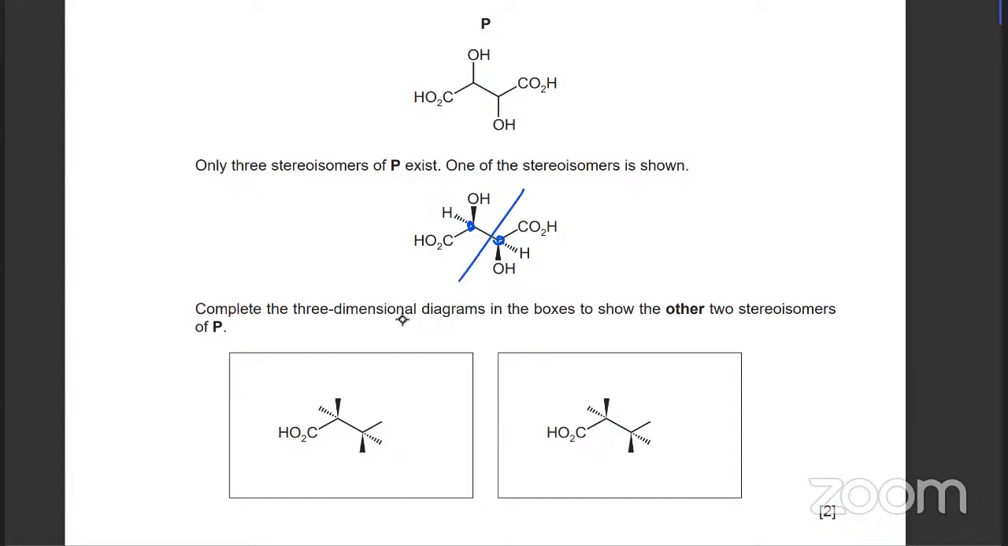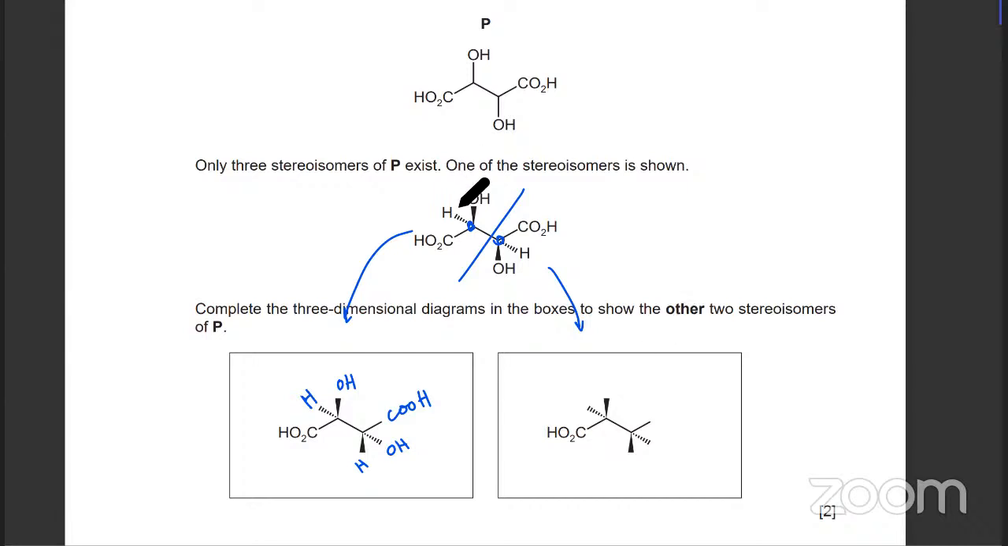In one of them, one side will be mirrored. In the other version, the other side would be mirrored. So you keep this side the same. You have an OH in the same position. But this side over here is now going to be mirrored. So if you mirror this side, it's going to be COOH, and it's going to be COOH. The H would be this side, and the OH would be over here. So I've mirrored this side.